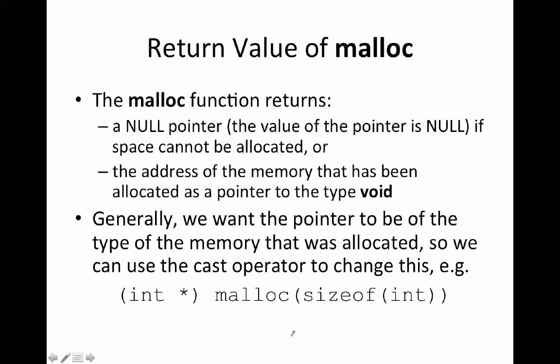So altogether, sizeof(int) is the number of bytes we need for an integer. malloc(sizeof(int)) is going to dynamically allocate enough space in memory for an integer and return it as a void pointer, but then we use (int *) as the cast operator to change the pointer that we get from malloc from void to be an integer pointer. So since we're allocating enough space to store an integer, we want an integer pointer to point to it.